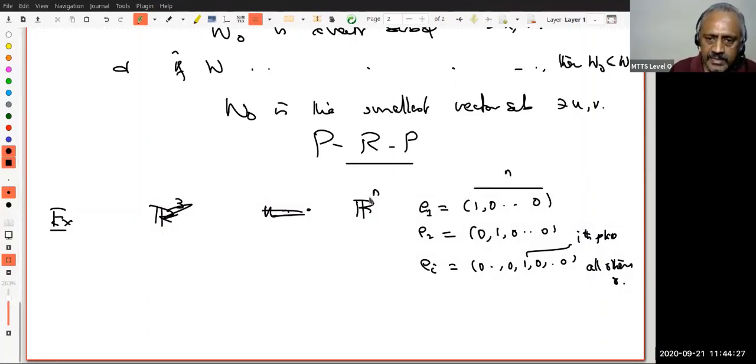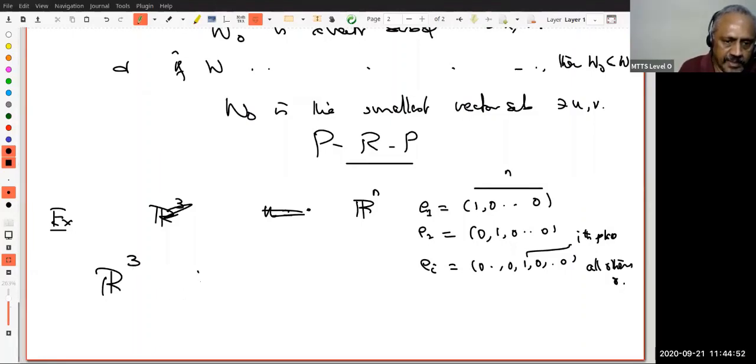This is an n-tuple. So when I write R3, E1 will be 1 0 0, E2 will be 0 1 0, and E3 will be 0 0 1. That's it. You follow that? Okay. Now what I want to know is what will be in R3.